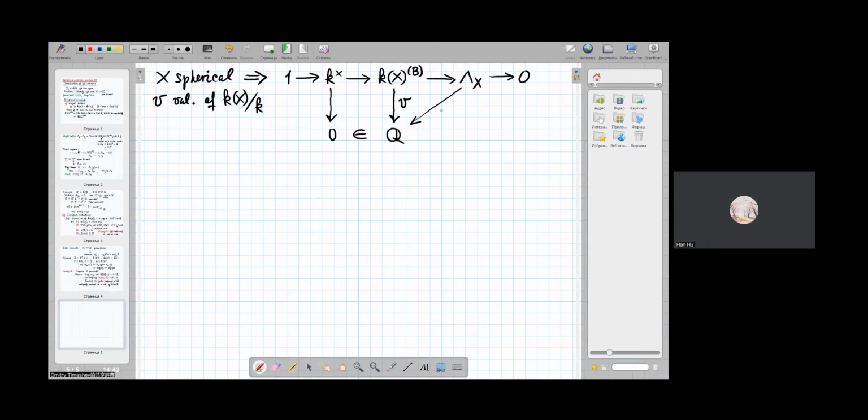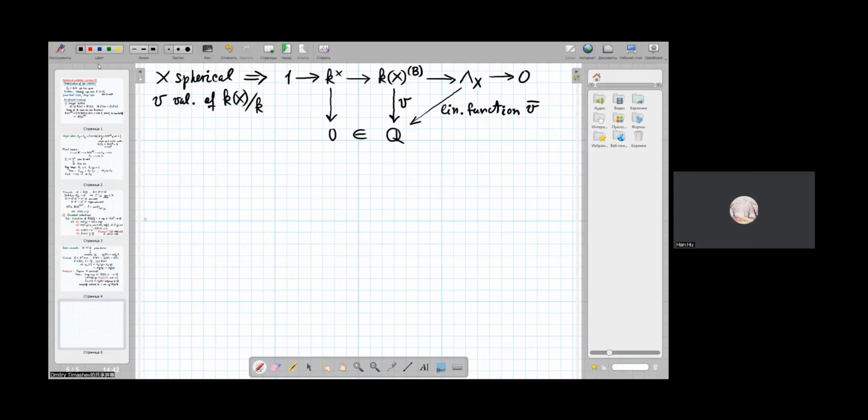So in other words, we get a linear function on the weight lattice. Let me denote this linear function by V bar. So the valuation V restricted to the semigroup of B semi-invariant rational functions factors through a linear function on the weight lattice.